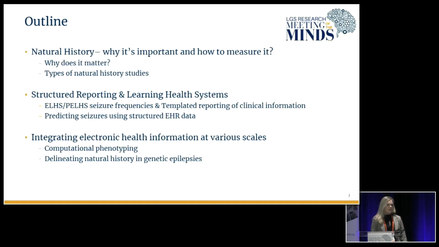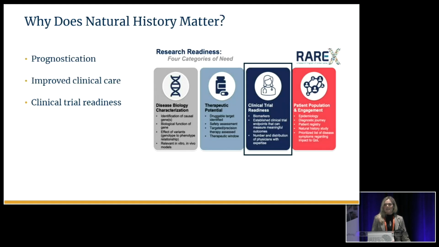Those are some disclosures. So, a brief outline of what I want to share with you today. First, I want to give a brief overview of natural history and why we care. Why is this important? Then I'm going to focus on two different ways we can use retrospective electronic medical record data to really understand natural history. First is using structured reporting within the electronic medical record, and the second is using all the other stuff in there, the unstructured data, and how we can leverage computational methods to understand what it tells us about epilepsy.